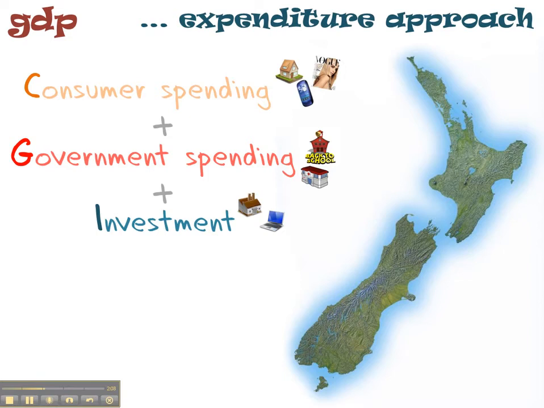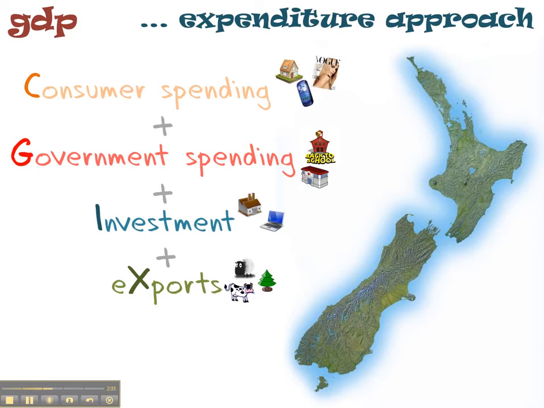We have investment. That's when firms buy capital goods to produce those goods and services that consumers buy. So things like factories and computers and trucks, tractors, and all those kind of things that firms buy. Next we have exports. Now exports are all the goods and services that we produce in New Zealand, but then we sell offshore overseas to other foreign clients.